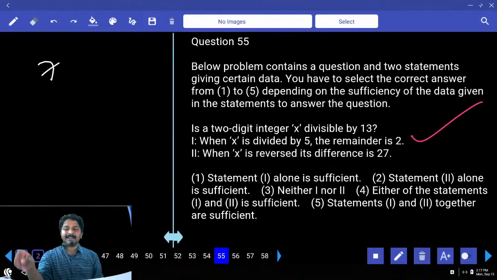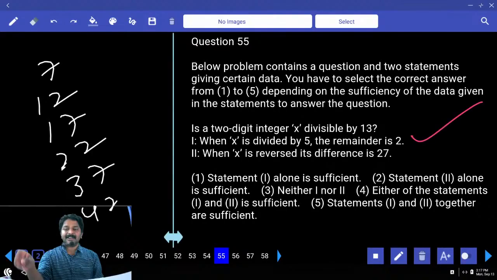It can be 7, it can be 12, it can be 17, 22, 37, 42. In all these cases, when these numbers are divided by 5, they leave a remainder 2 only. So a unique number is not possible here. So using only statement 1, we cannot answer the question. Is this clear, everybody? Right, next.